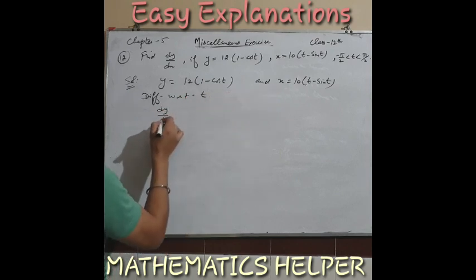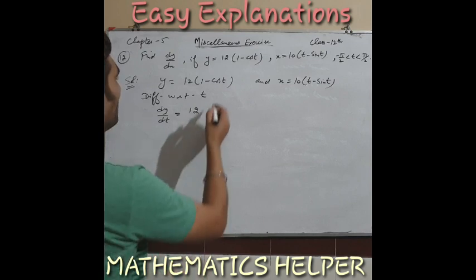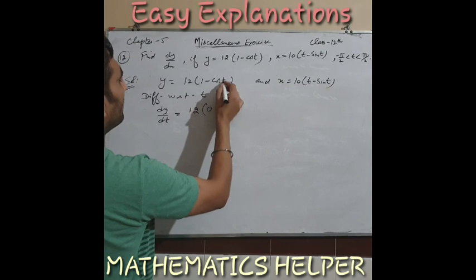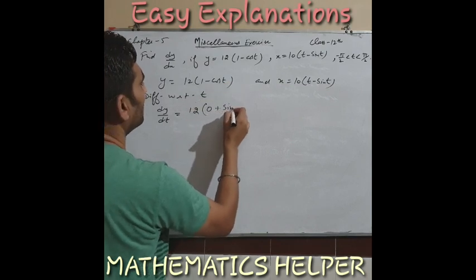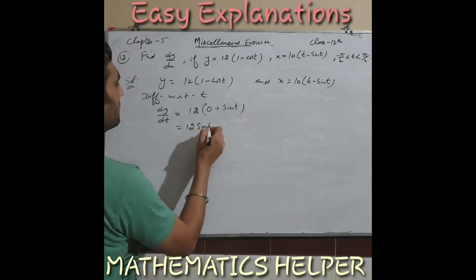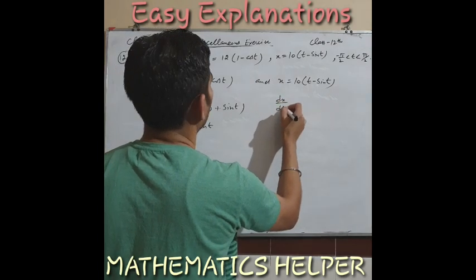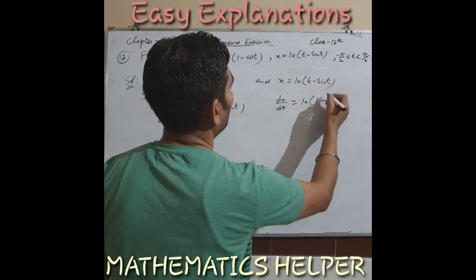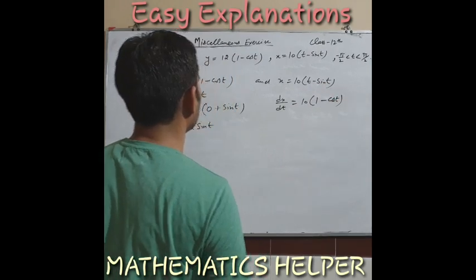So it will be dy/dt equals 12. What about the derivative of the inner value? Derivative of 1 is 0. Derivative of cos t is minus sin t, so it will be plus sin t here, minus minus plus. So you will have 12 sin t as the answer for this. Now what about this? It will be dx/dt, 10 as it is. Derivative of t is 1 and derivative of sin t is cos t, so it will be 1 − cos t.